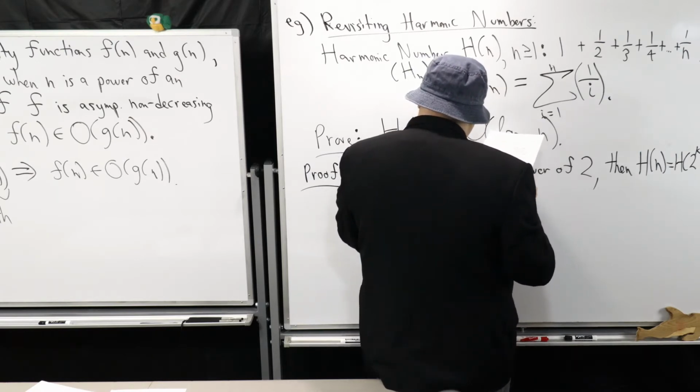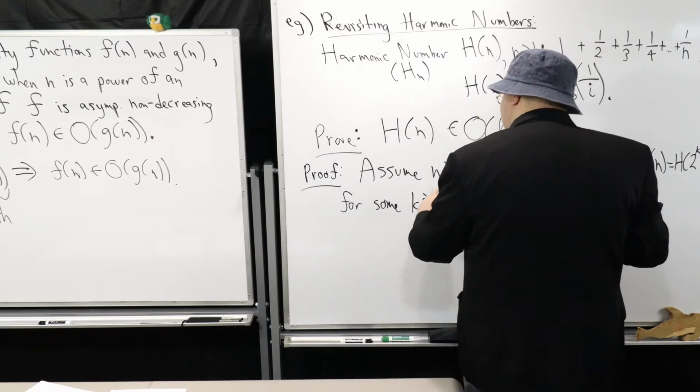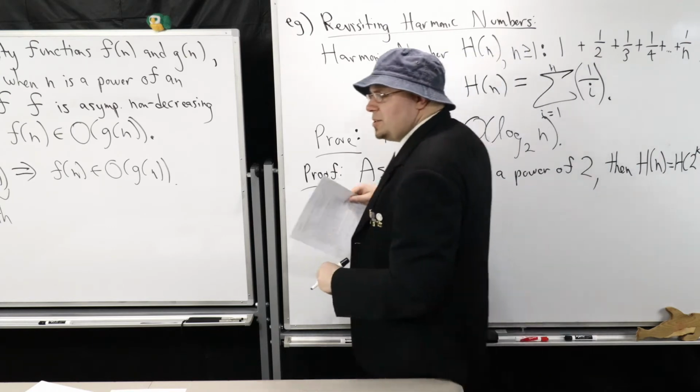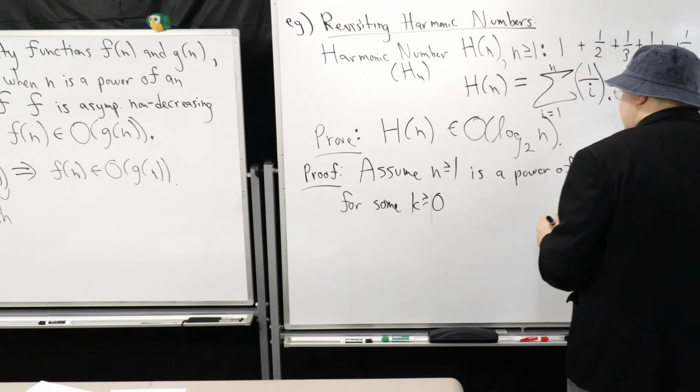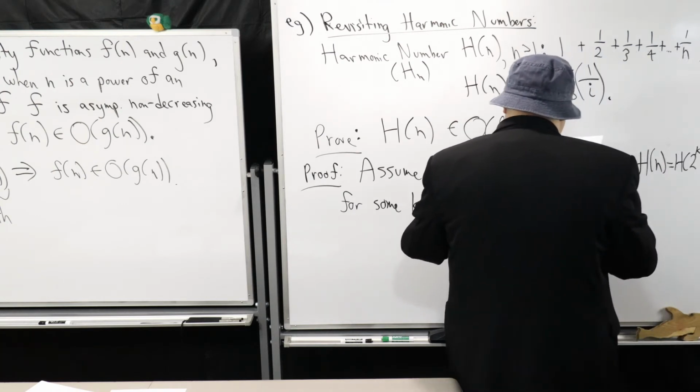for some k greater or equal to 1. Actually, we want it to be 0, because we also have 1 in here. We're talking about powers of 2. What's 2 to the power of 0? It's 1. So we need to make sure we include when k is equal to 0.